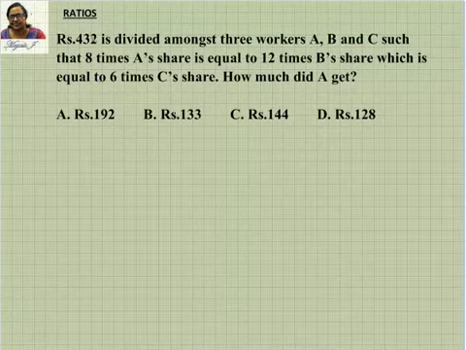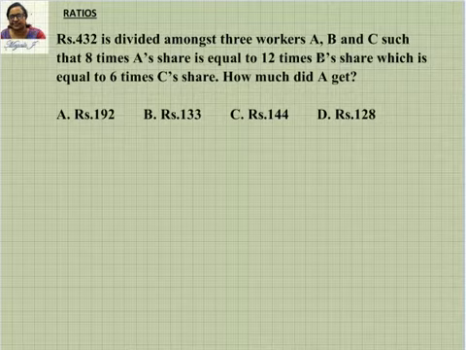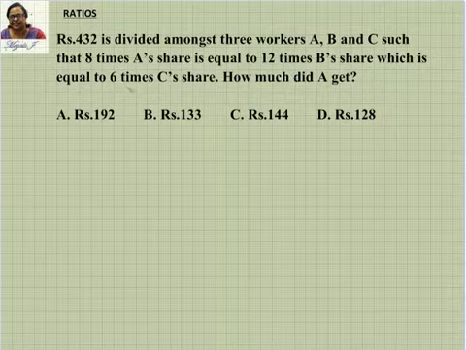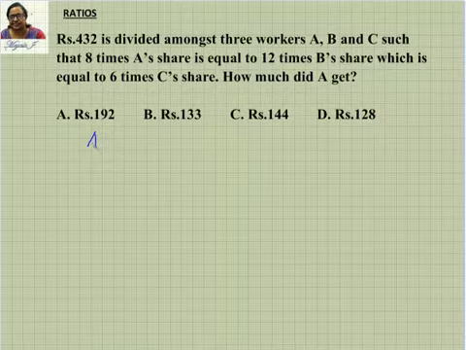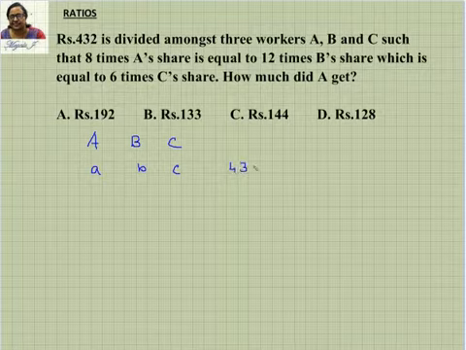Just read the problem. 432 rupees is divided among the three workers A, B, C such that 8 times A's share is equal to 12 times B's share, that is equal to 6 times C's share. So first you consider these three persons A, B, C. Let the shares of A, B, C be small letters a, b, c. The total amount with the three of them is 432. So the ratios are not given.